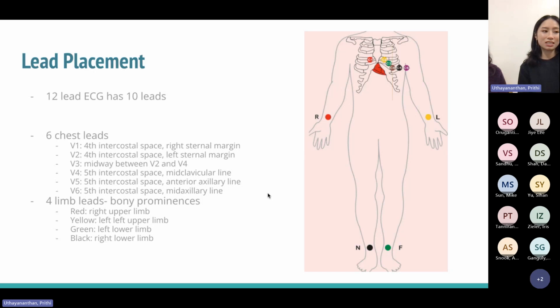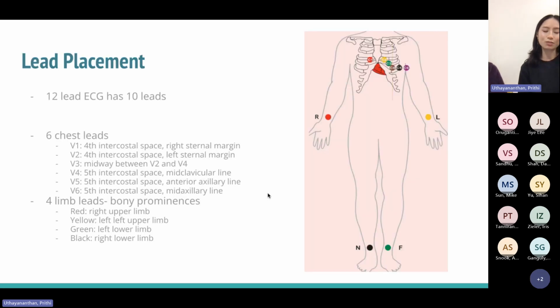So chest leads: V1 is on the 4th intercostal space on the right sternal margin, and V2 is on the 4th intercostal space on the left sternal margin. Then we normally put V4 next, which is in the 5th intercostal space, mid-clavicular line, and V3 just goes in between V2 and V4. V5 is on the 5th intercostal space again, but on the anterior axillary line, so that's like here. And V6 is on the 5th intercostal space, mid-axillary line, so down the side.